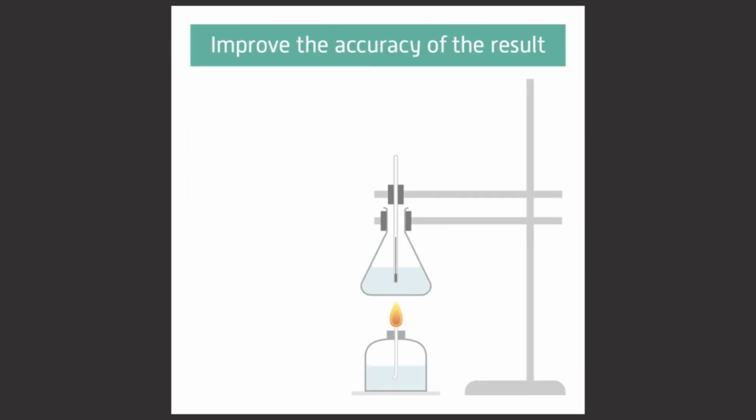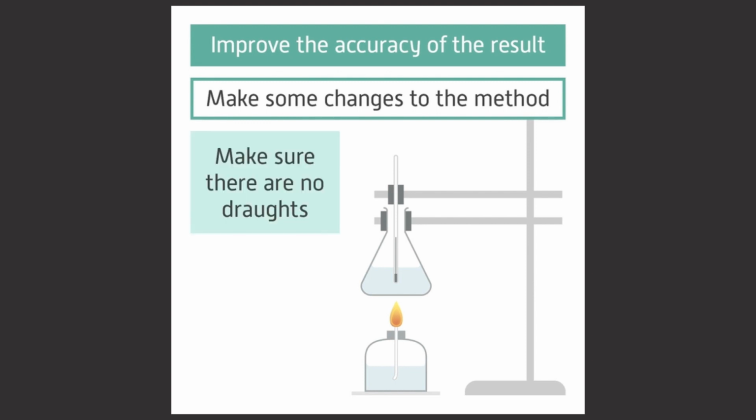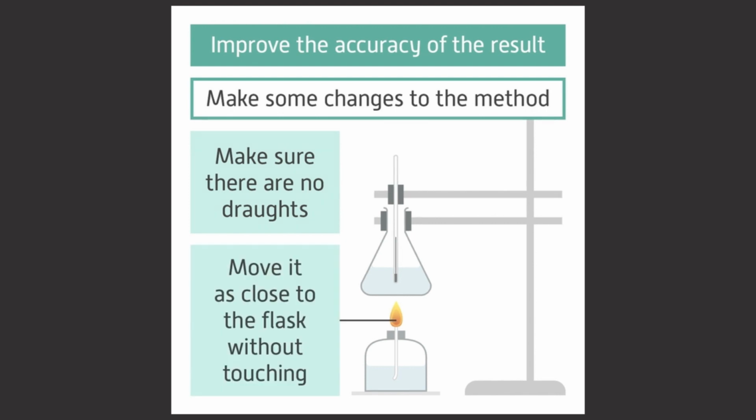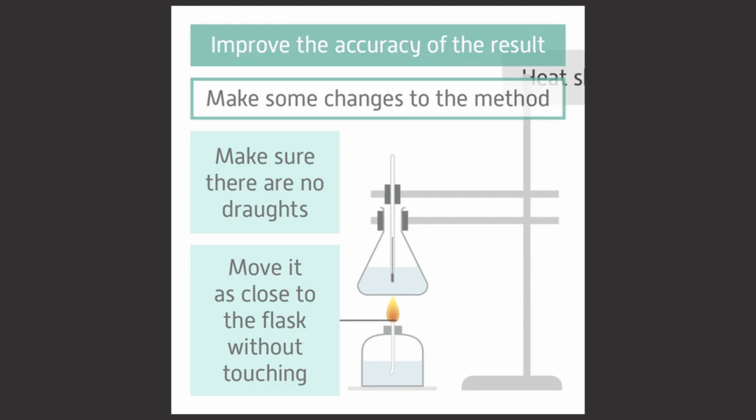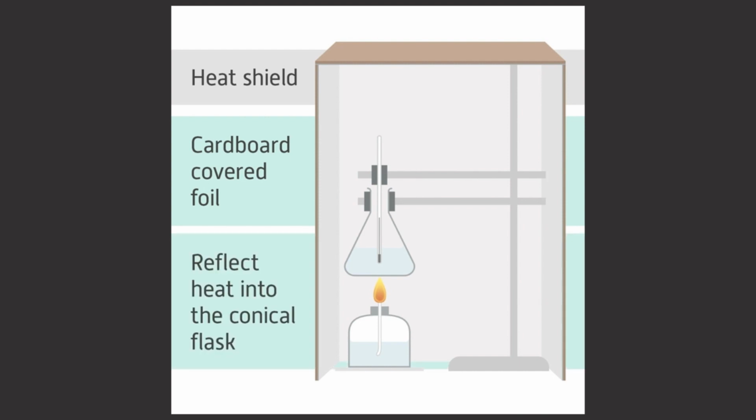To improve the accuracy of the result, we can make some changes to the method. It's a good idea to make sure there are no drafts in the room which could move the flame. It's also a good idea to move the flame as close as you can to the bottom of the conical flask without it touching. You could also make a heat shield to surround the equipment using cardboard-covered foil. This would reflect heat into the conical flask.